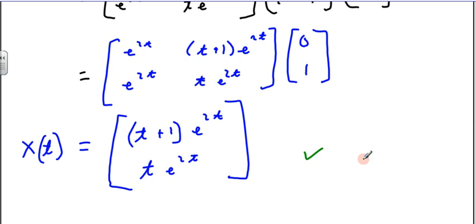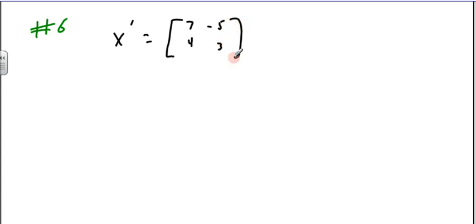Okay. So now we'll start with problem number 6. If you're not sitting down, you should do that now. We have the matrix 7, 4, minus 5, 3, x, and x0 is 2, 0.